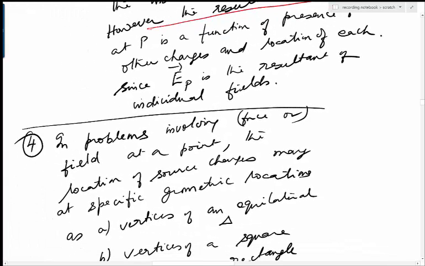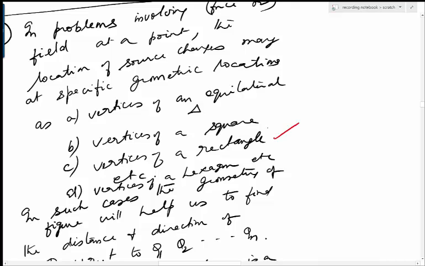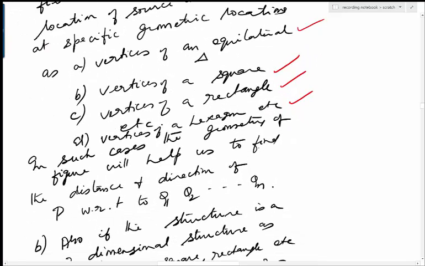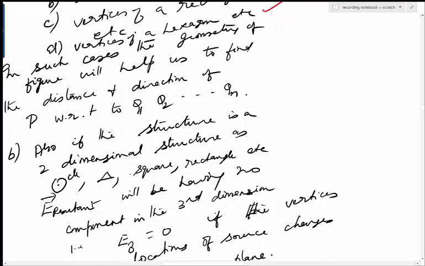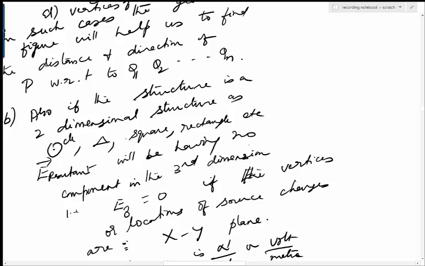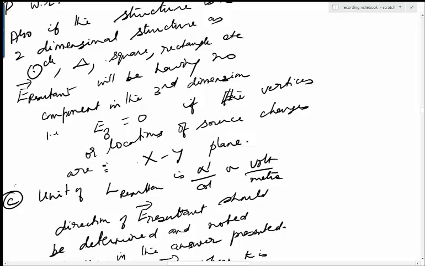In problems involving force or field at a point, the source charges may be at specific geometric locations, such as vertices of an equilateral triangle, or vertices of a square, or vertices of a rectangle, or vertices of a hexagon, etc. In such cases, the geometry of the figure will help us to find the distance and direction of P with respect to Q1, Q2, etc. Also, if the structure is a two-dimensional structure such as a circle, square, rectangle, triangle, etc., E resultant will have no third component in the third dimension, that is, Ez can be taken as 0, if the locations of the charges are in the xy plane.